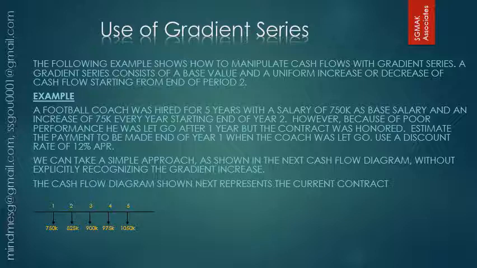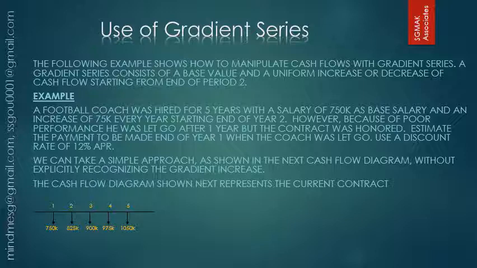The first one shows how to manipulate cash flows with gradient series. A gradient series consists of a base value and a uniform increase or decrease of cash flow starting from end of period 2. So you have a base value and then you have a gradient, and the gradient starts working end of period 2. So here's the example. A football coach was hired for 5 years with a salary of $750K as base salary and an increase of $75,000 every year starting end of year 2. Base value of $750,000 and gradient of $75,000 every year.